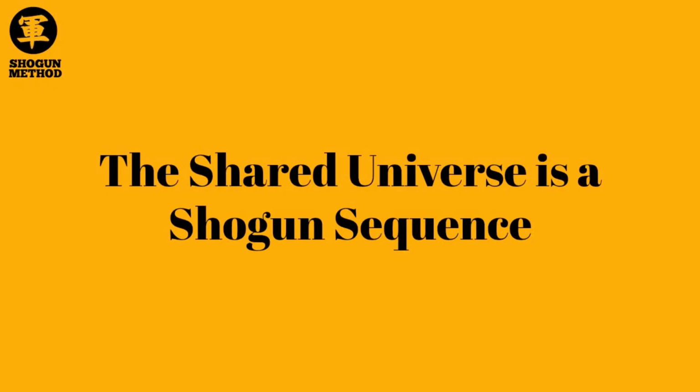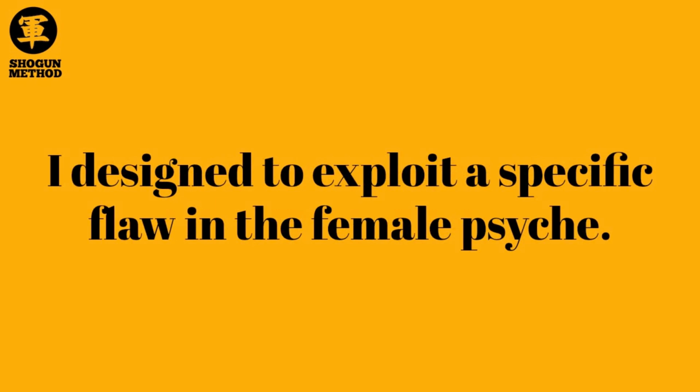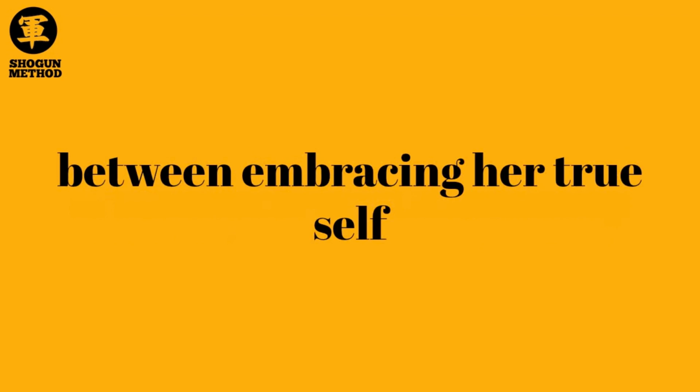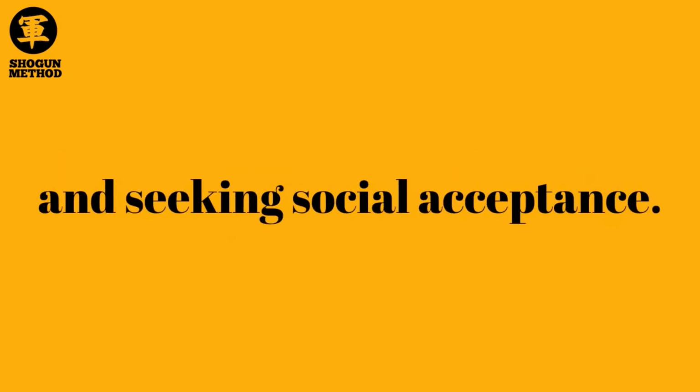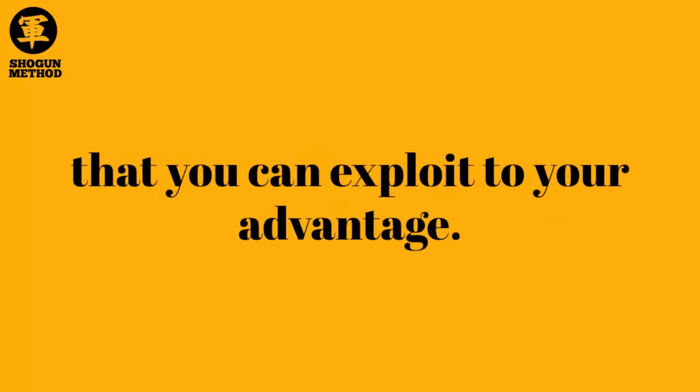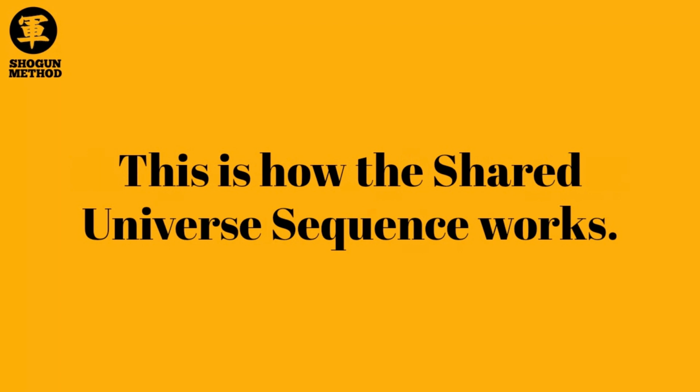The shared universe is a Shogun sequence I designed to exploit a specific flaw in the female psyche. A woman is torn constantly between embracing her true self and seeking social acceptance. This conflict exposes a weakness that you can exploit to your advantage. This is how the shared universe sequence works.